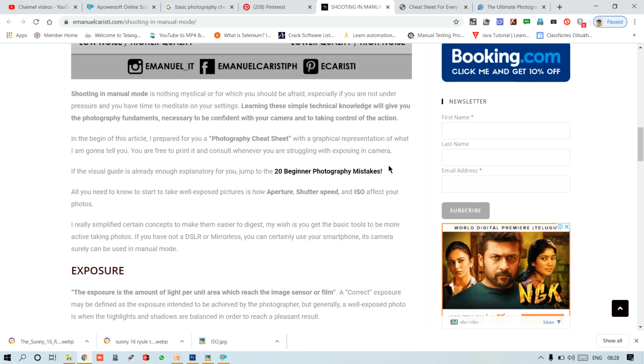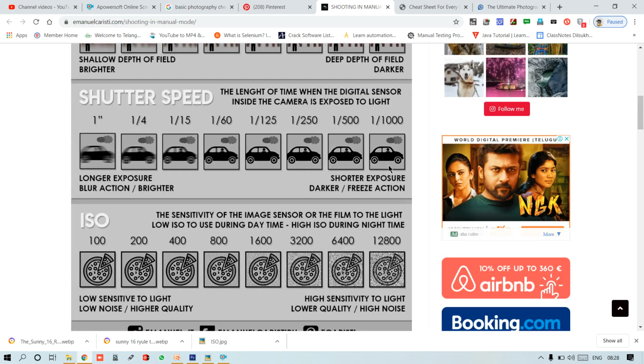The third one is going to be ISO. The sensitivity of the image sensor or the film to the light hitting inside the camera on the sensor. Lower ISO numbers we use in the daytime, and higher ISO numbers we use at night time. Now they don't differentiate strictly with low in day and high at night, but that is a basic understanding about ISO.